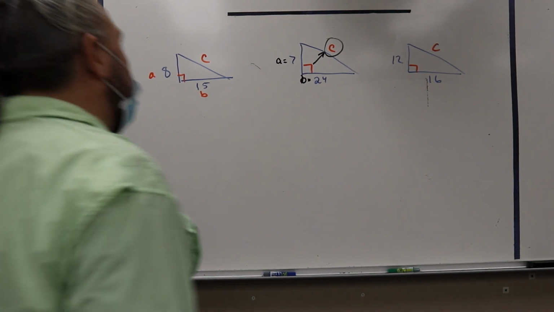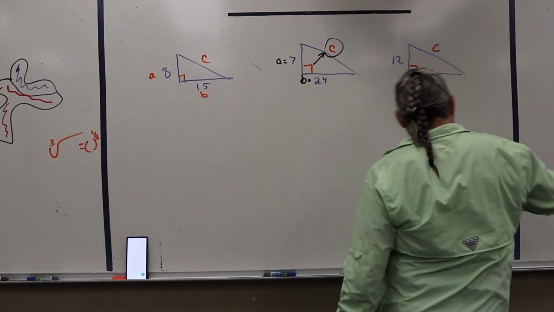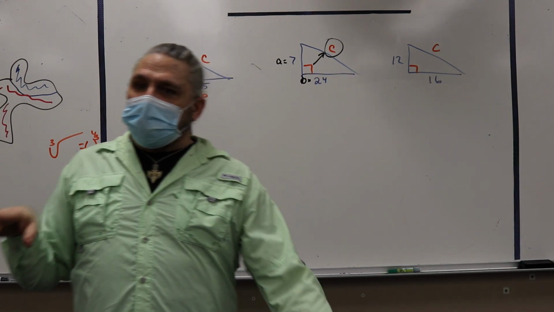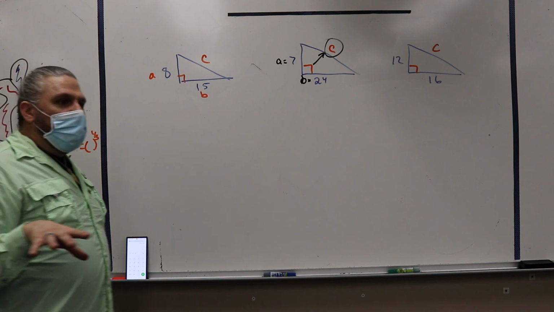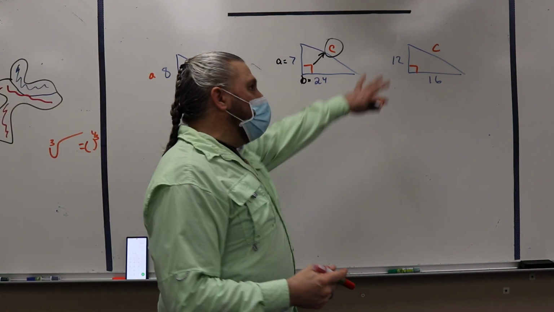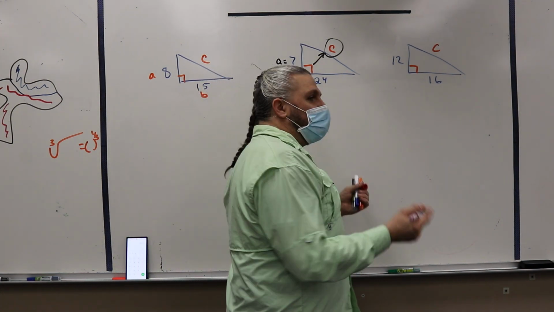All right, let's talk about this one. All right, so 12, 16. Now remember, we said we would do 12, up to 20, right? So hopefully this is underneath 20. Okay, so let's think about it.